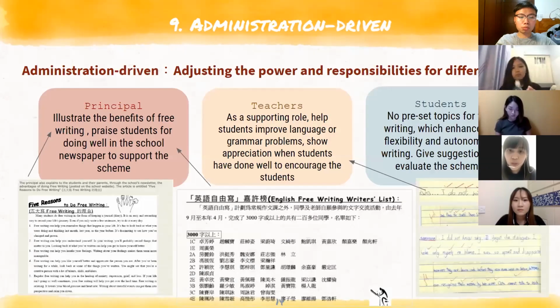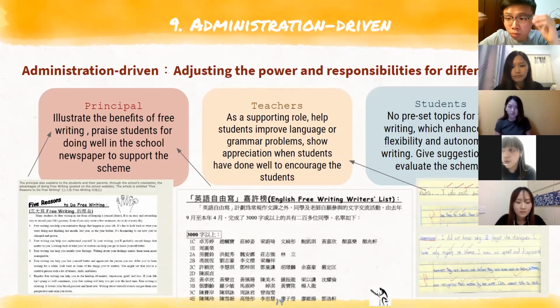Finally, next page. For the administration driven, it is about adjusting the power and the responsibility for different levels. First, the principal illustrates the benefit of free writing through the school newspaper, and the teachers play a supporting role, helping students to improve language or grammar problems. They also show some appreciation where students have done well to encourage them, and the students have no preset topic for free writing, which enhances the flexibility and autonomy of writing, and they can get some feedback from the teachers.